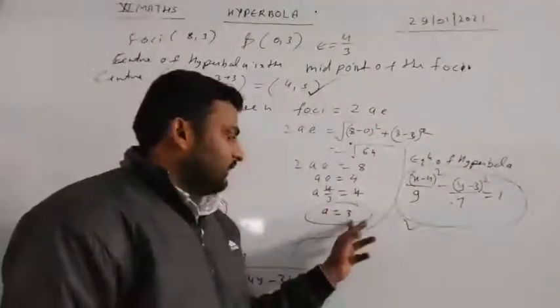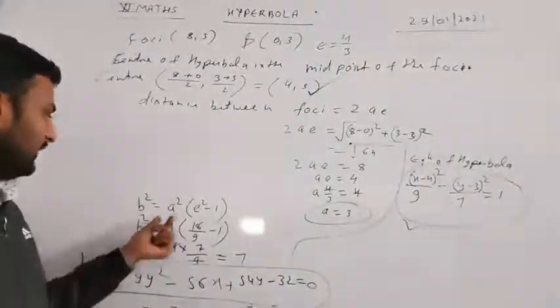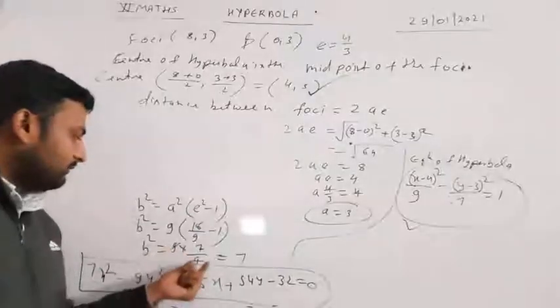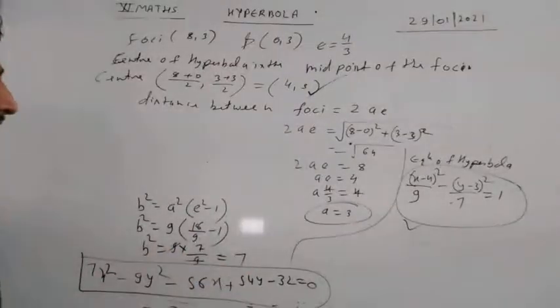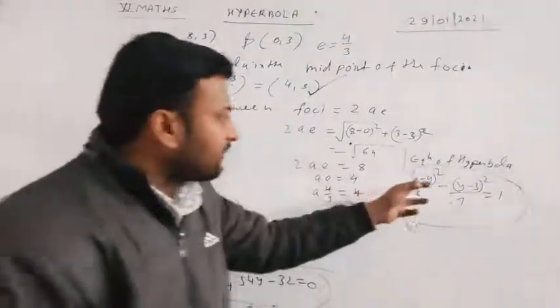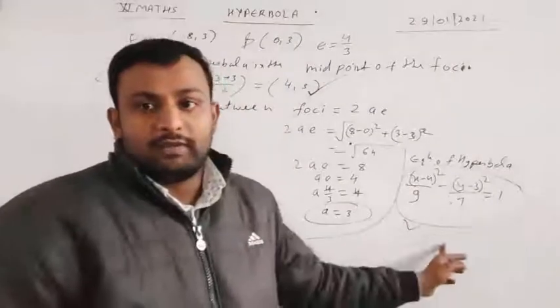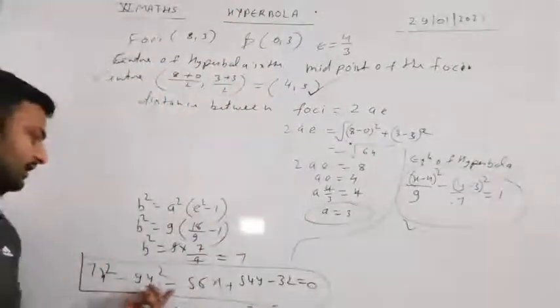So a is, from here we are getting 3, and you know with the help of b square is equal to a square into e square minus 1, we can find out b square, which is 7, and the equation of hyperbola will be what? Center is given, x minus 4 whole square by 9 minus y minus 3 whole square by 7, which is 1. When we expand this equation, we can get the standard result.